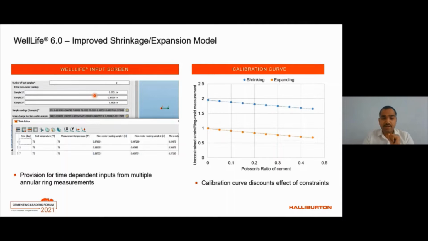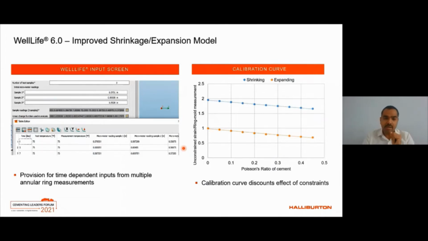There'll be an initial reading for each of these molds, which we are calling initial micrometer readings. And then there'll be a time dependent measurement. In this case, it happens to be day 1, 3, and 7. And of course, the test temperature and the measurement temperature and the readings themselves. So all of this data will be internally processed to obtain the denominator, which is the ring mold measurement strain. And that in turn will be used in the calibration curve to get to the numerator, which is the free body strain. And any stresses that are generated in the cement as a consequence of this free body strain are what are being calculated in WellLife 6.0.